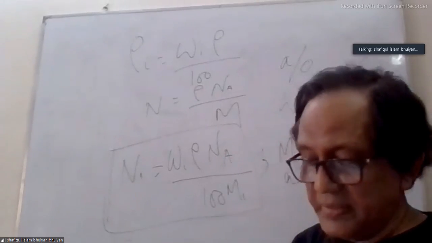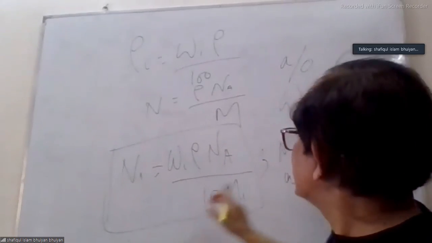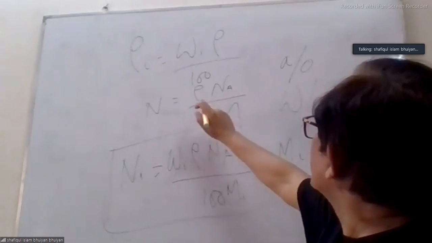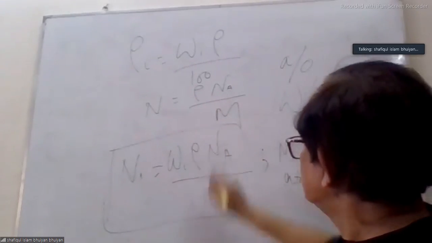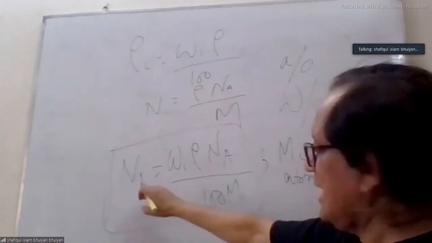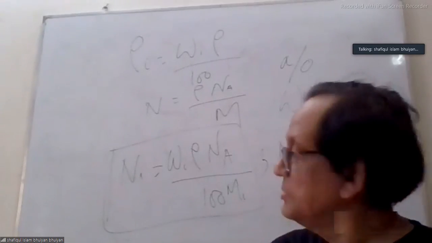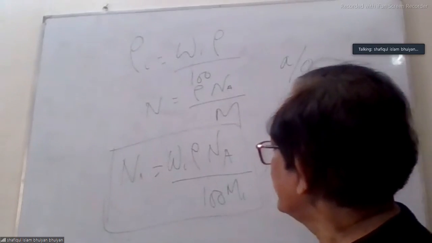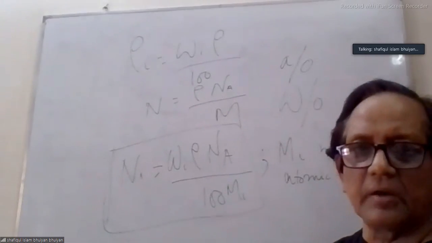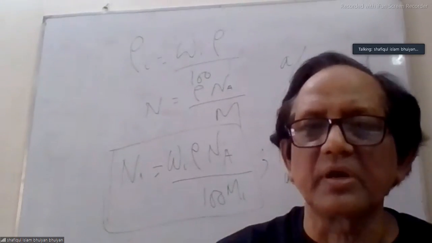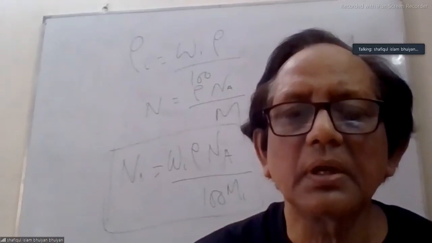This we write in weight percent, and this is the basic equation that we started with, rho Na by M, and then this will be Mi and Ni, the atom density of the component. I'm going to write it because we don't have much time.